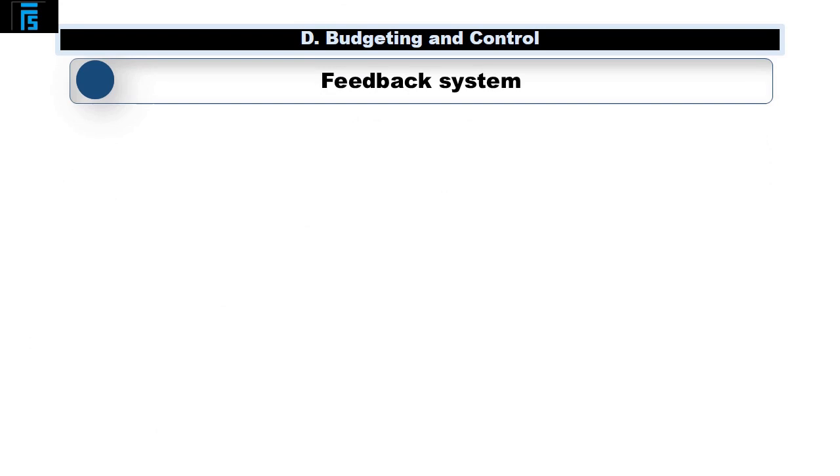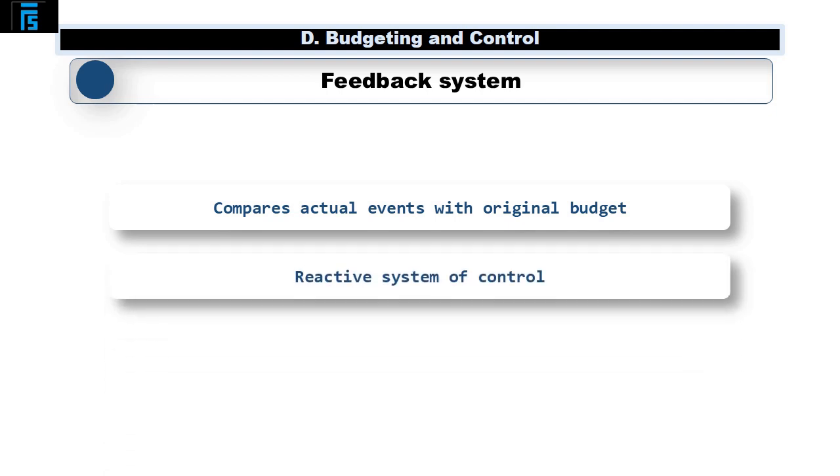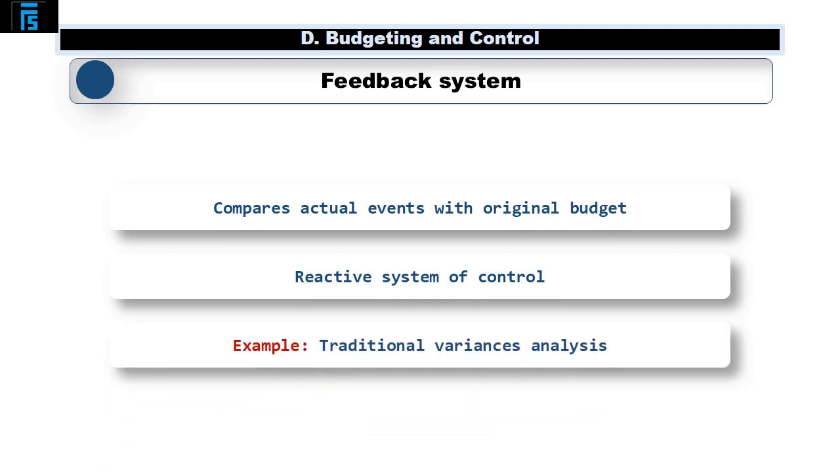On the other hand, a feedback system compares actual events that have happened with an original budget, and so this really is a reactive system of control. Traditional variance analysis is a good example where feedback control takes place.